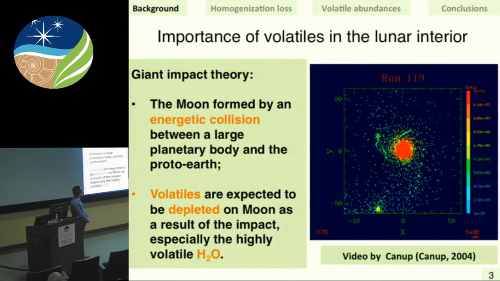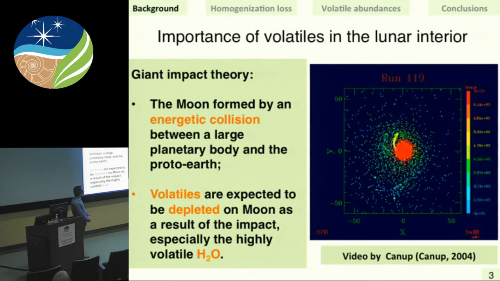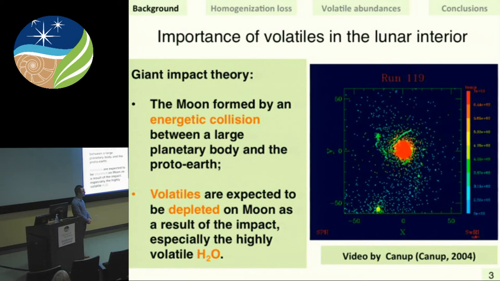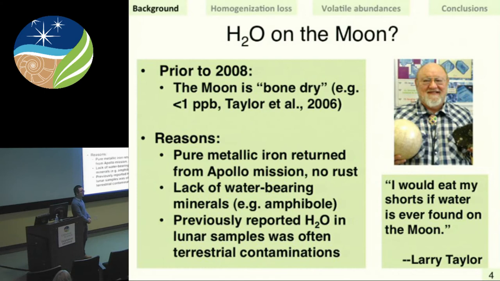First of all, why do we care about volatiles on the moon? The reason is that it's related to the formation of the moon. Currently, the most widely accepted model for moon formation is by a giant impact. And here's a video showing the modeling of this giant impact. It's a very nice video, and I've been enjoying watching it quite a few times. So the most important thing relating giant impact to the volatiles is that in our traditional view, volatiles are expected to be depleted during this high energy giant impact. So we are not expecting to see a lot of volatiles on the moon in our traditional view of the giant impact model.